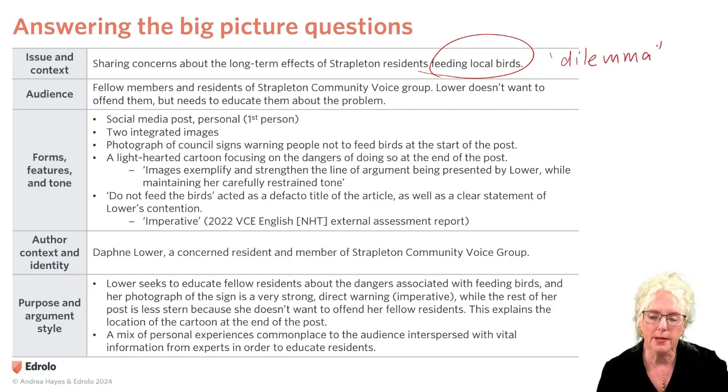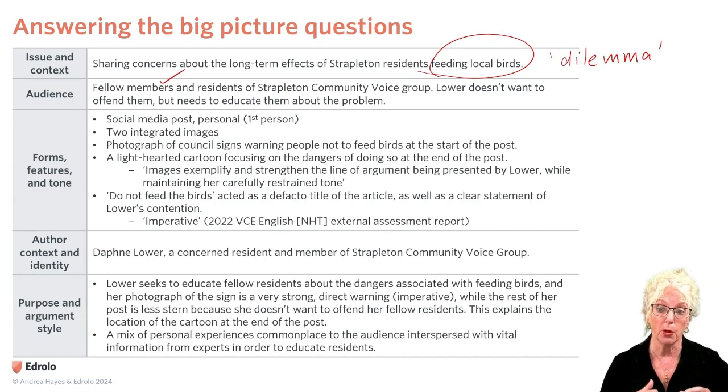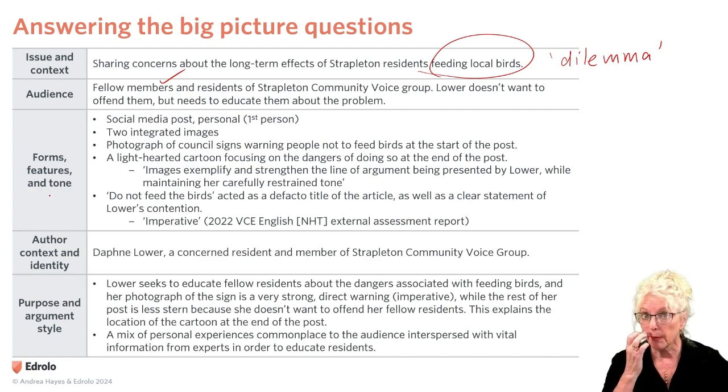Her audience, fellow members and residents of the Strappleton Community Voice Group. But Lower doesn't want to offend them, but she's got to educate them about the problem. So she's got a bit of a fine line here. The forms and features and tone, I put tone in there like part of the persuasive strategies.